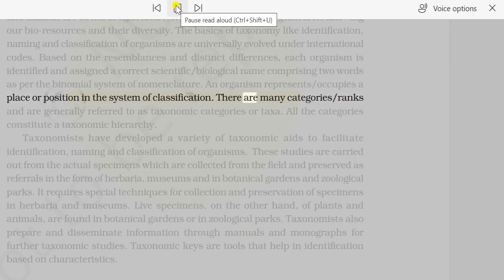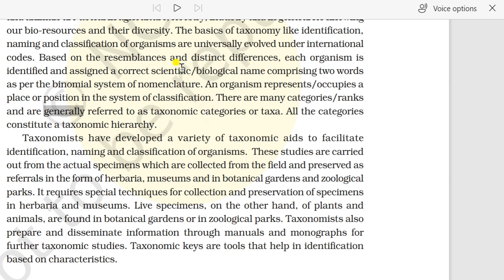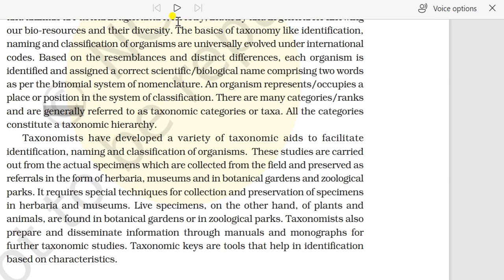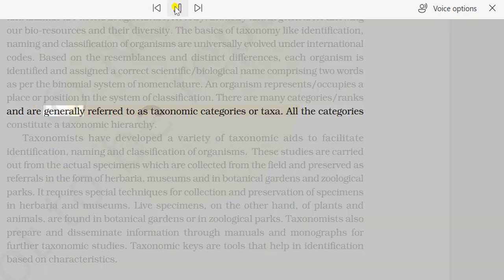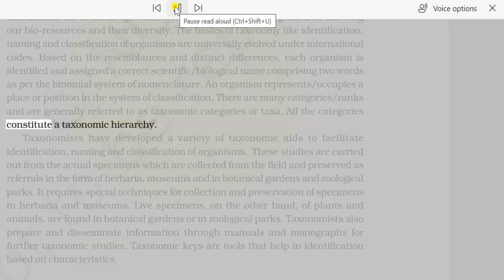Classification. There are many categories and ranks, and these are generally referred to as taxonomic categories or taxa. Different levels of classification are called taxa. Not taksha, taxa. All the categories constitute a taxonomic hierarchy.